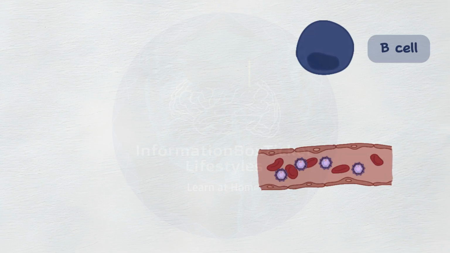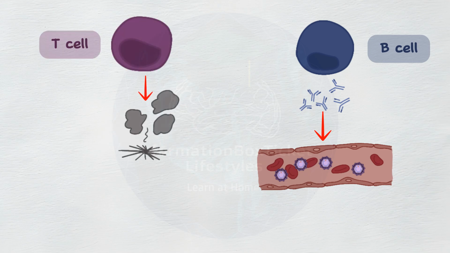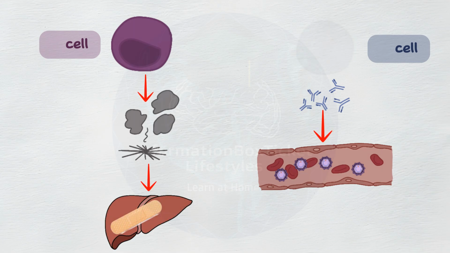B cells respond to the virus in the circulation and release antibodies against Hep B antigens. T cells locate and destroy infected hepatocytes, causing damage to the liver.